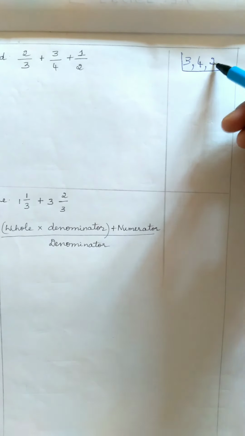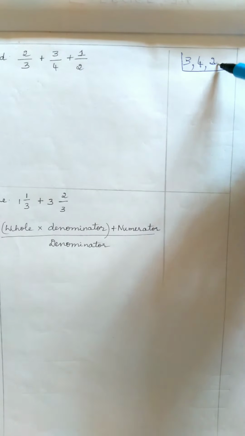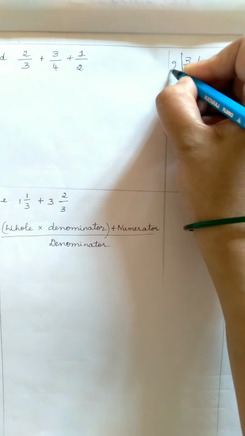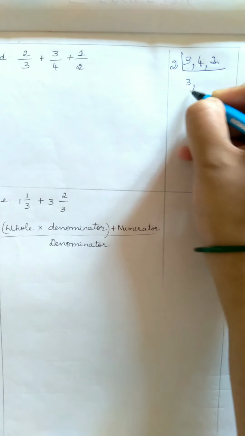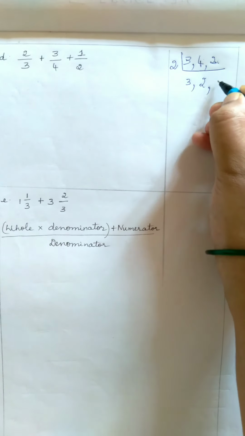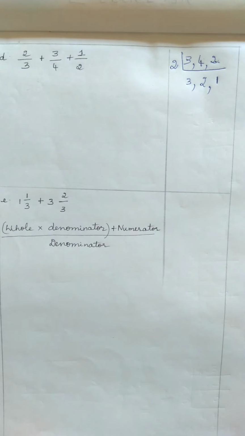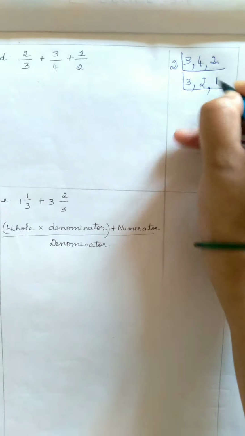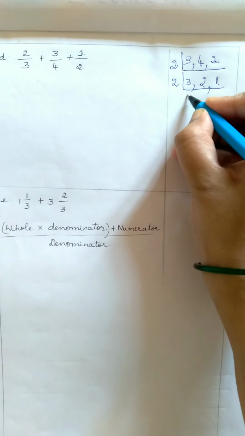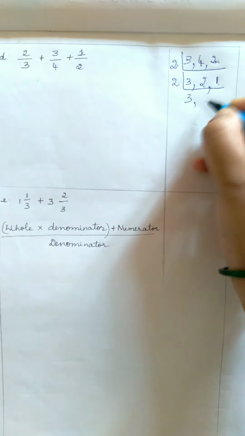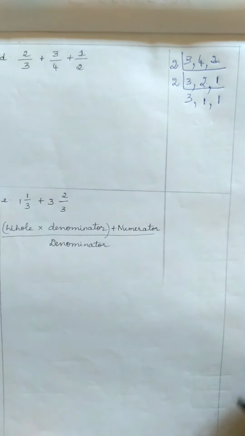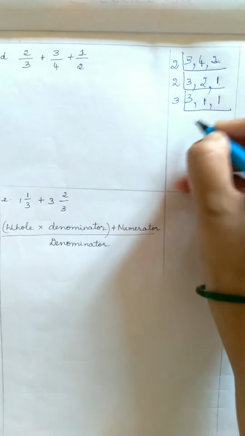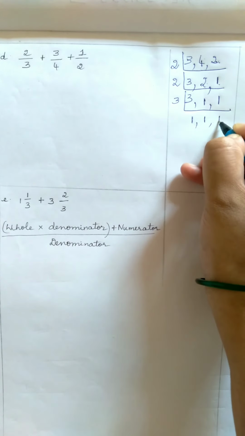Out of these three numbers, 4 and 2 are divisible by the least number, that is 2. Therefore, 2, write 3 as it is. 2 2s are 4 and 2 1s are 2. Now out of these three numbers, let us take 2 again. Therefore, 3 as it is, 2 1s are 2 and 1. Now, it is divisible by 3. 3 1s are 3, 1, 1.